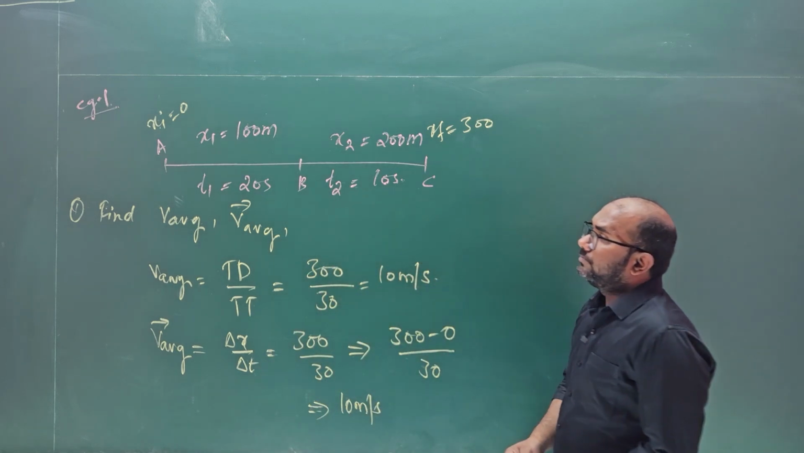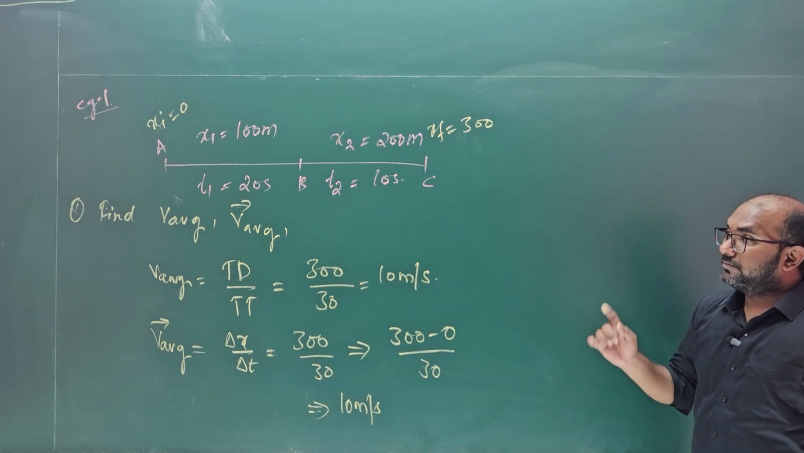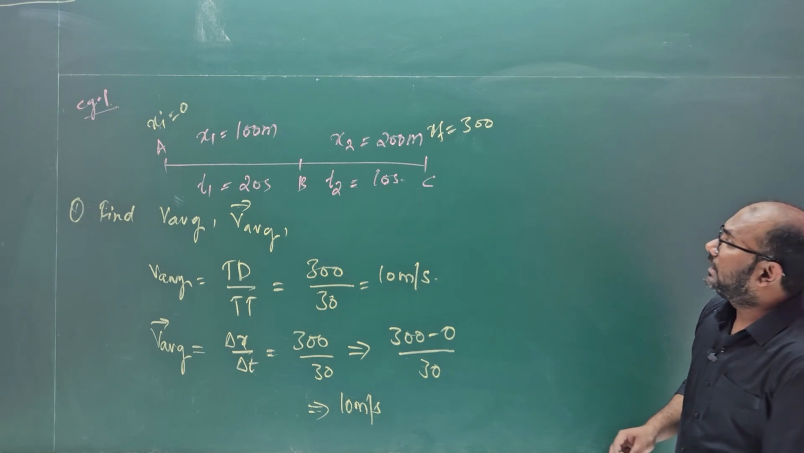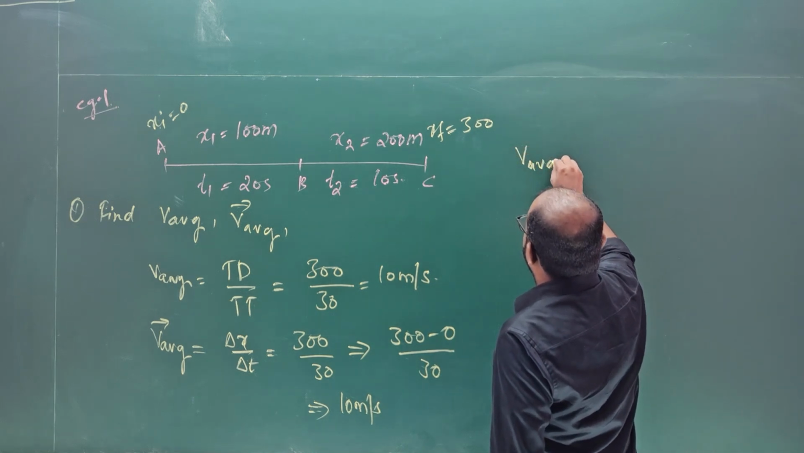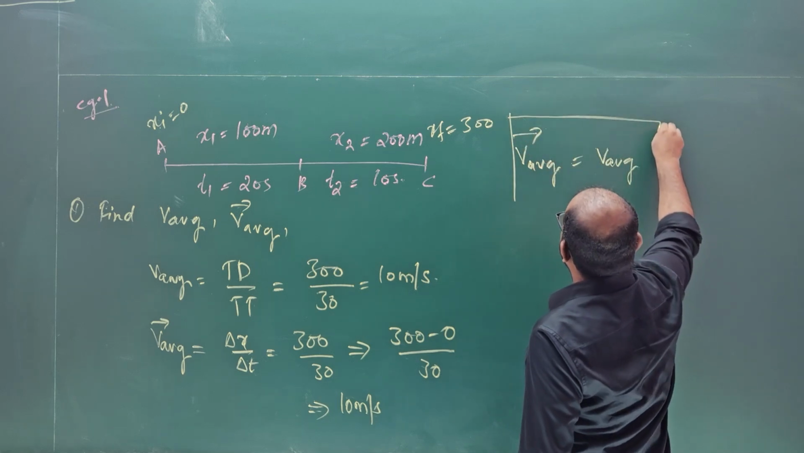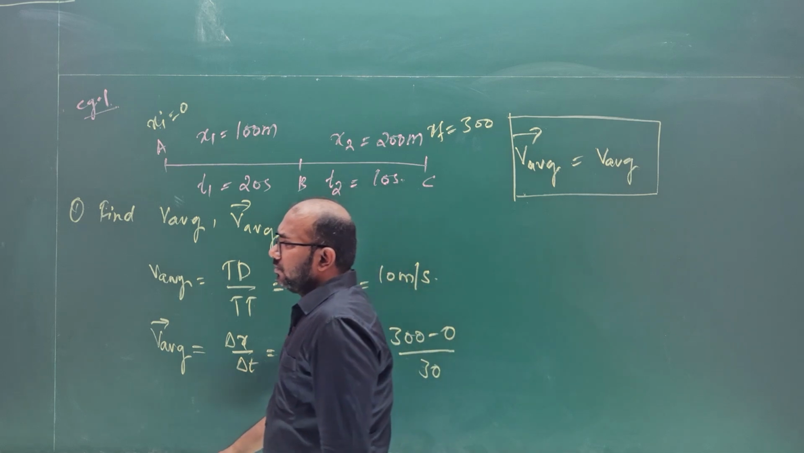So whenever the object is moving in a straight line without changing direction or retracing its own path, can I say that in this case average velocity and average speed both are equal? Write down fast.